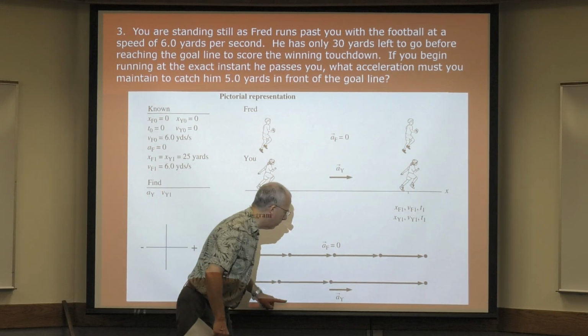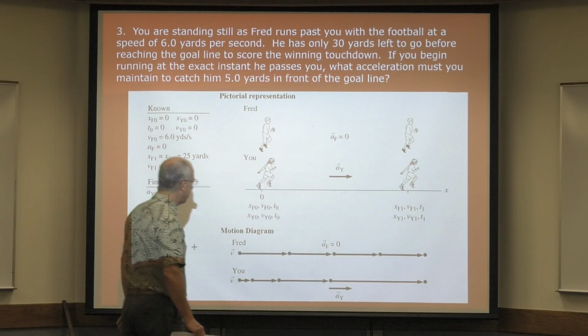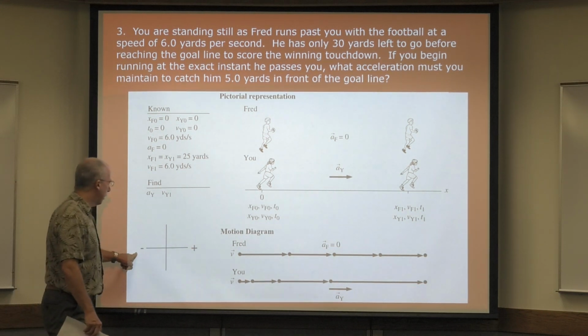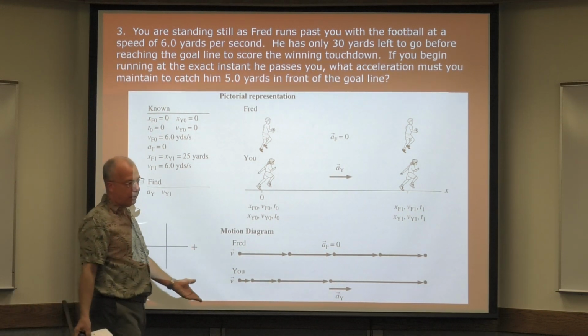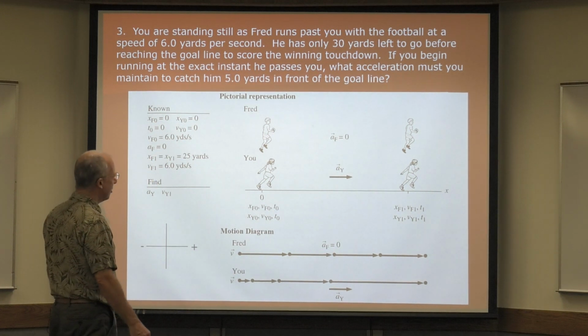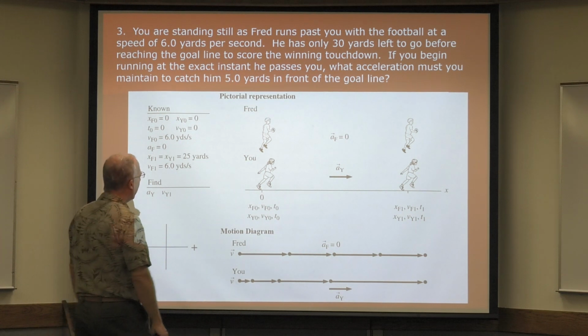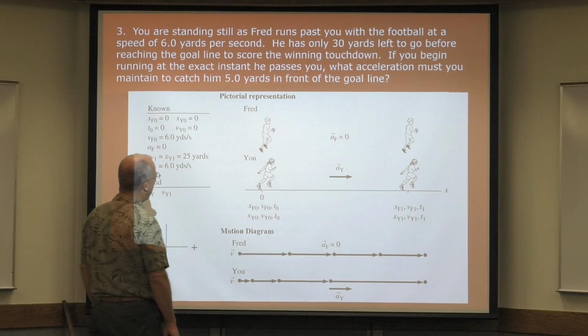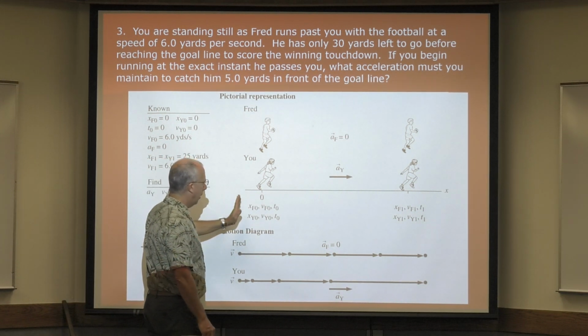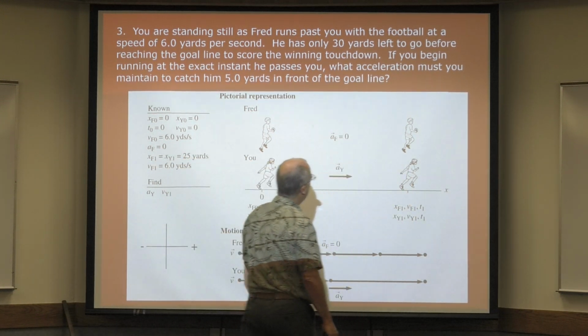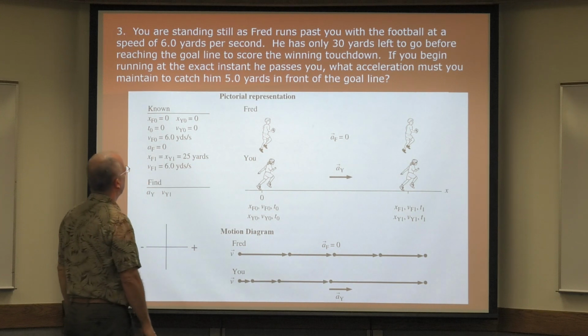The acceleration of u is positive that way. We're just going to use normal convention: plus is right, minus is to the left. We have two objects, u and Fred. Why do they draw a soccer ball? That's weird, whatever. You and Fred are starting at the same point, and you want to tackle Fred 5 yards before the goal line.